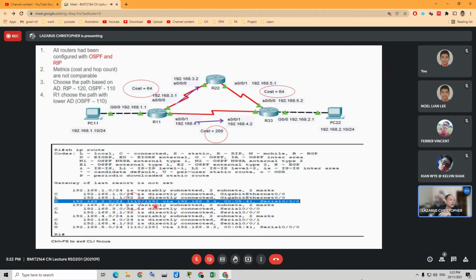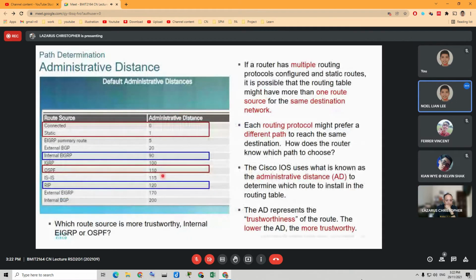All right, so just now Noel asked me what is 110. Noel, do you know what 110 is now? It's the OSPF AD. Yes. OSPF AD. Okay.